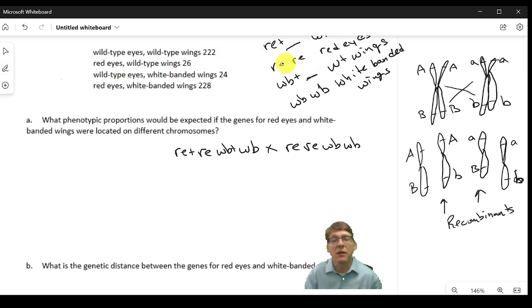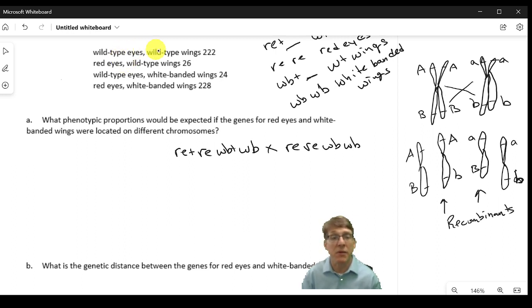And so if they're independently assorting, what we can do is consider the inheritance of the RE gene, or the eye color gene, and the inheritance of the wing trait independently, and we can work out the probability of each and then combine them to get the proportions of these phenotypic combinations. Ultimately, at the end, what we want to know is how many of our offspring would we expect if these were independently assorting alleles, meaning they occur on separate chromosomes.